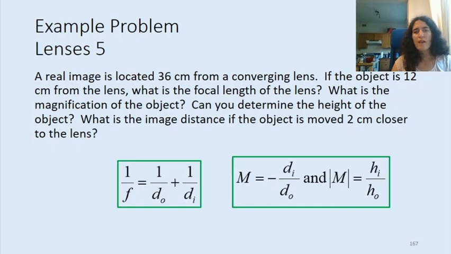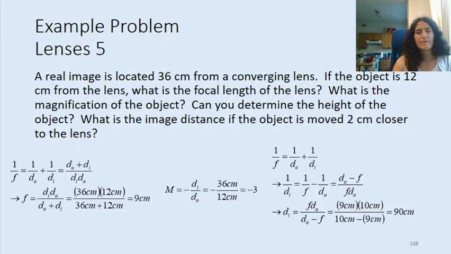So here's some practice where you need to answer a bunch of questions about an image that's being created. So use these formulas for the thin lens equation and the magnification and try to calculate the answer. Okay, and here we go. This is the answer. I'm not going to talk through it.